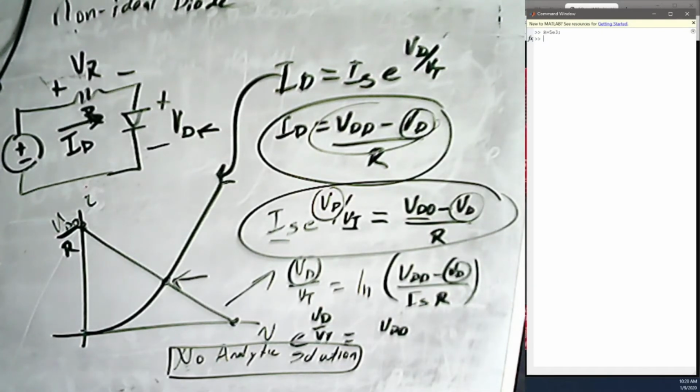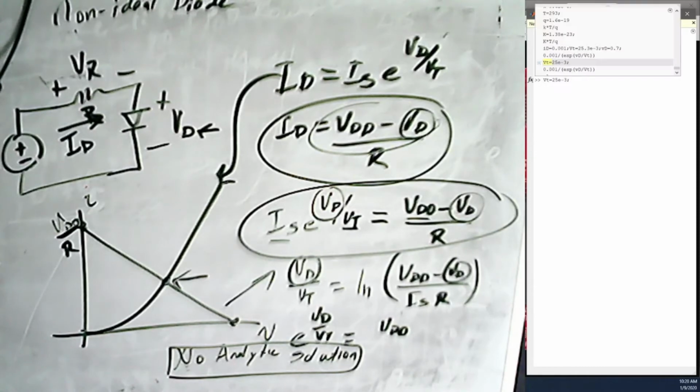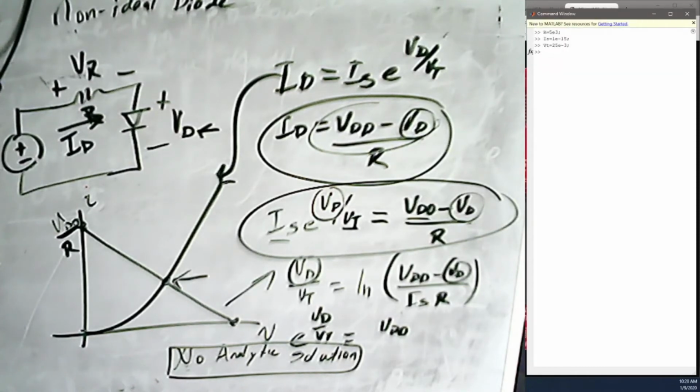Okay. We'll pick IS, what we did before. IS is equal to 1e to the minus 15th. Okay. VT is equal to what I had before. We'll keep that there. And then I'm trying to think if there's anything else that we have in there. No, I kind of like that. And so what we're going to do is I'm going to make a range of VDs. And I know that my range is going to be between like 0 and 1. And so I'm just going to say VD is equal to 0.